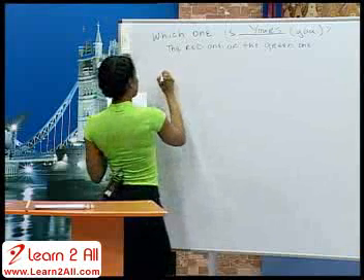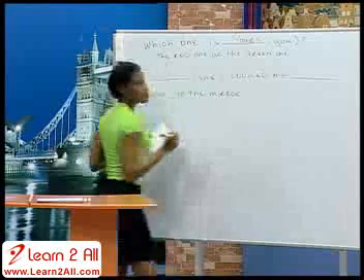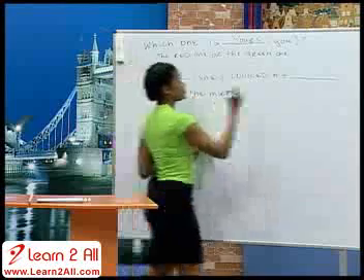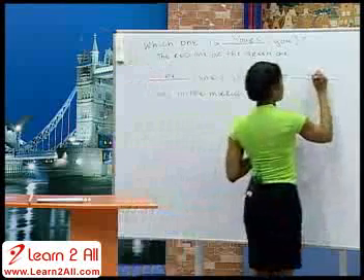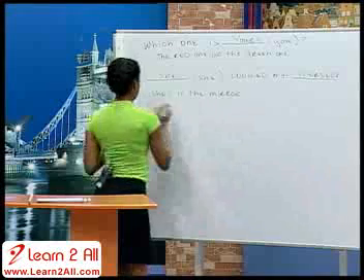Okay, let's see. Sylvia's sentence. Your clue is she looked at. Second clue is she in the mirror. Sylvia: She looked at herself in the mirror. Okay, good. She looked at herself in the mirror. Excellent.